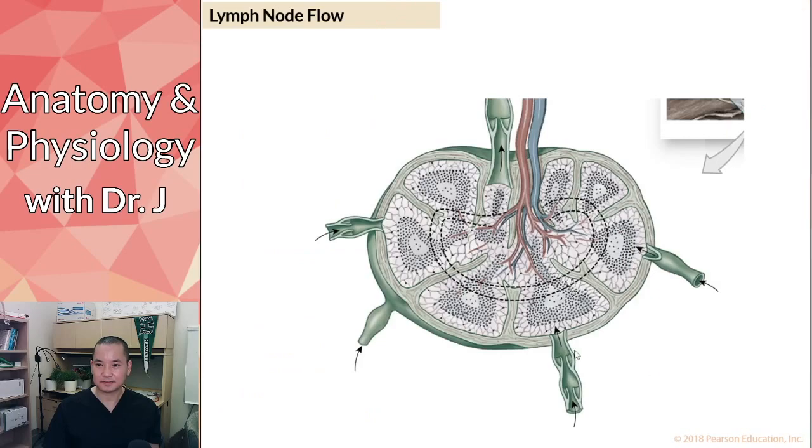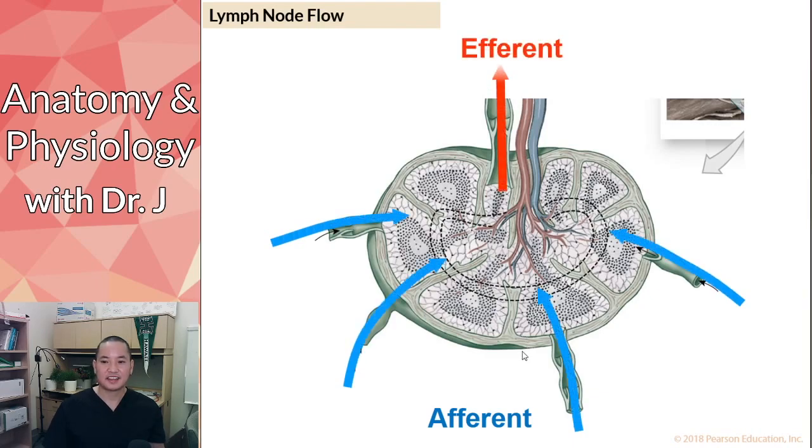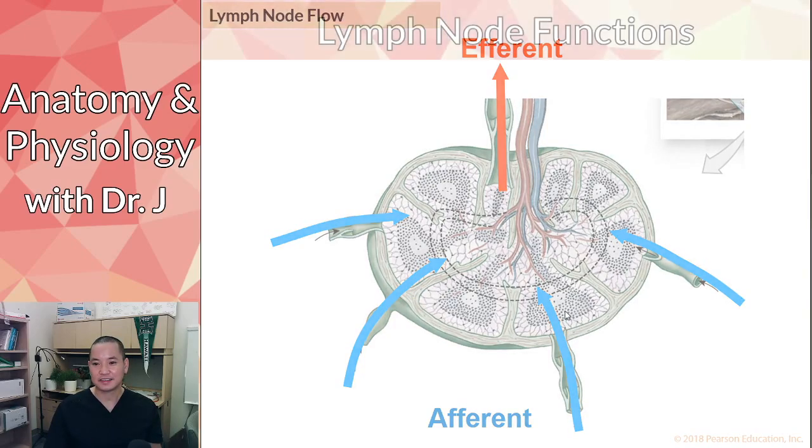Okay, so what I want you to know, definitely at this stage, is that notice that for all these lymphatics, there are multiple afferent vessels and one efferent vessel. Again, remember that in the nervous system, afferent is something that goes toward the central nervous system. Efferent goes away from the nervous system. So afferent is toward, efferent is away.